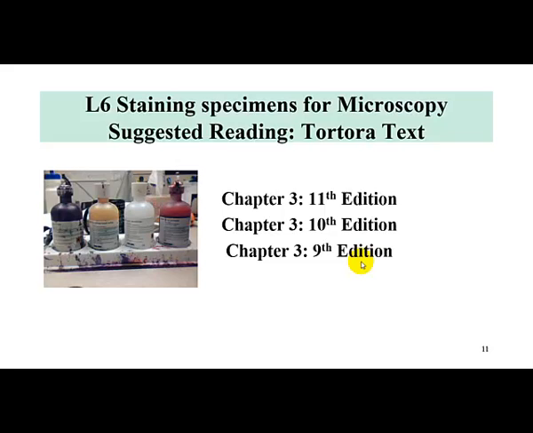Here's a picture of the gram staining kit that's actually sitting on my desk right now. There are 4 reagent bottles, each containing a different solution. 2 are dyes, crystal violet and safranin. 1 is a mordant, which is iodine that's used here, and 1 is a decolorizer, the acetone alcohol mixture.